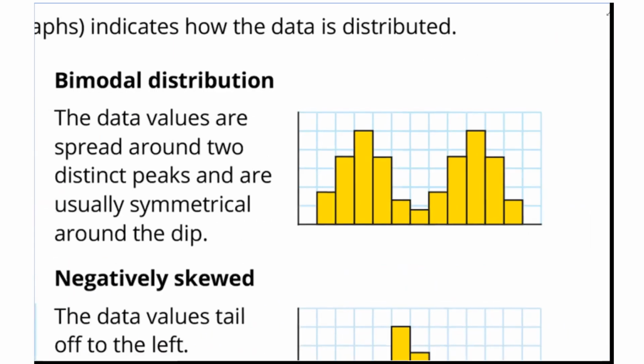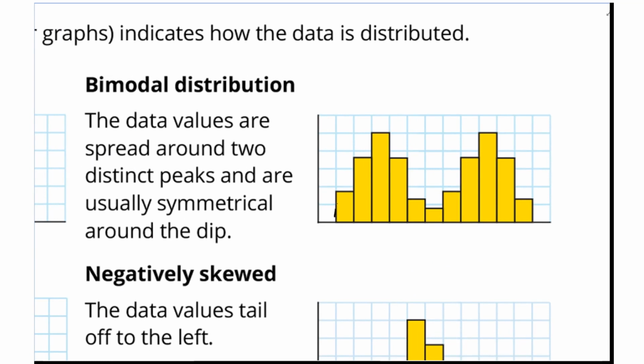Bimodal distribution, we can see that we've got two peaks, and it's very badly drawn there. The two peaks are usually symmetric around the dip part there. You can almost fold them over and they would cover one another. It's not the right word, I can't think of it right now. But you can see there's a symmetry to it.